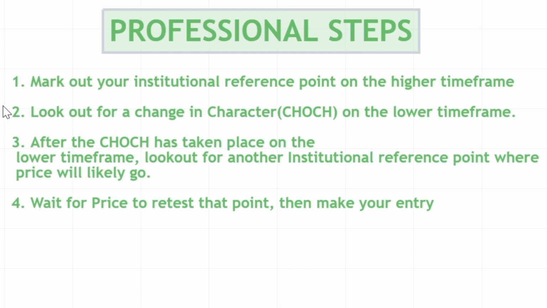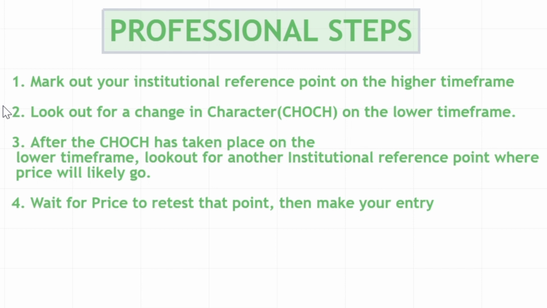2. Look out for a change in character on the lower time frame. This simply means whenever you've marked out your higher time frame institutional reference points, you go over to the lower time frame and watch for a change in character. A change in character that will lead to the trend you are approaching. If you are looking out to trade a downtrend, after marking your institutional reference point, you look out on the lower time frame for a change in character that is towards the uptrend to a downtrend. That gives you more confidence in your trading.